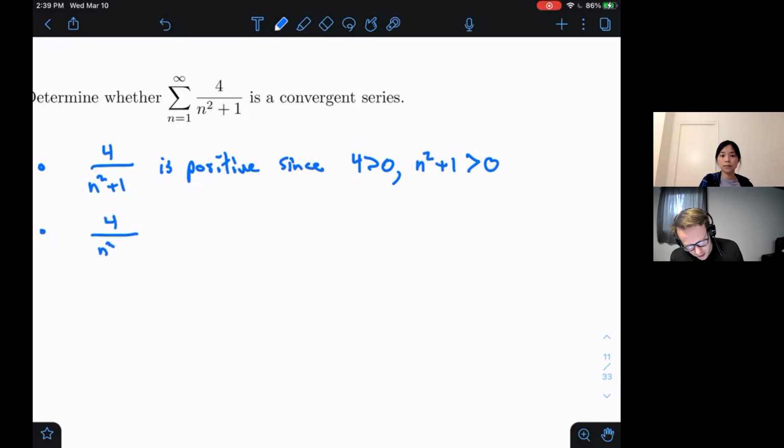4 over n squared plus 1 is continuous. The reason why it's continuous is that in order to divide by 0 here, you'd have to have an imaginary number. So this is really that n squared plus 1 is not equal to 0 for any real number, so actually it's continuous everywhere. In particular, on the interval we're interested in, from 1 and larger, it's continuous. And then finally, it's decreasing.